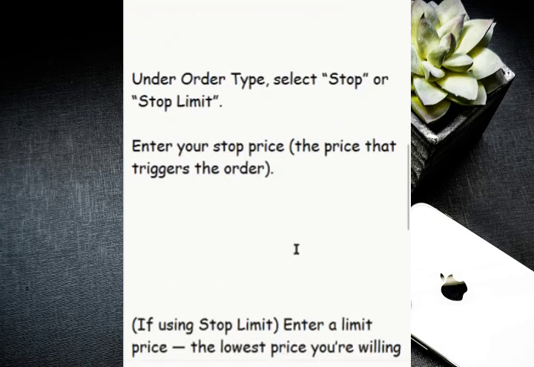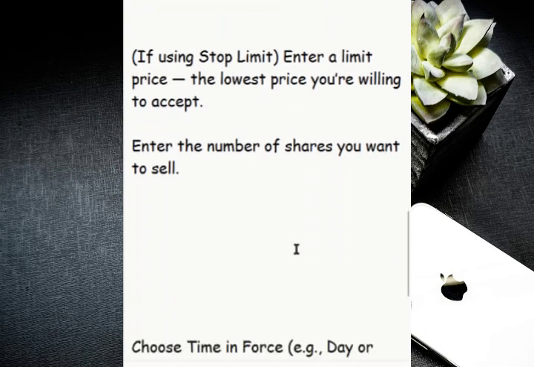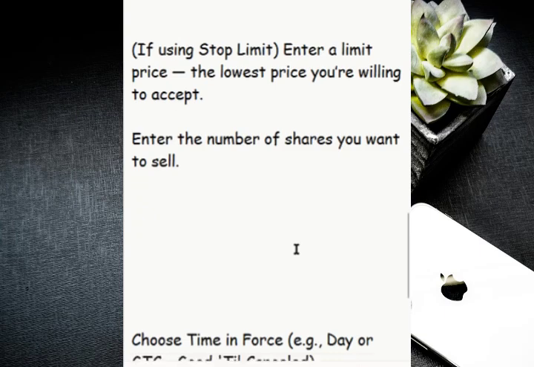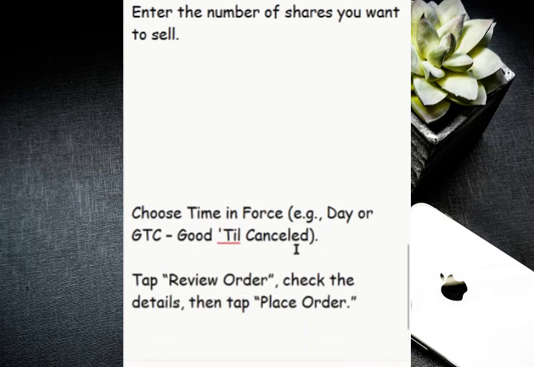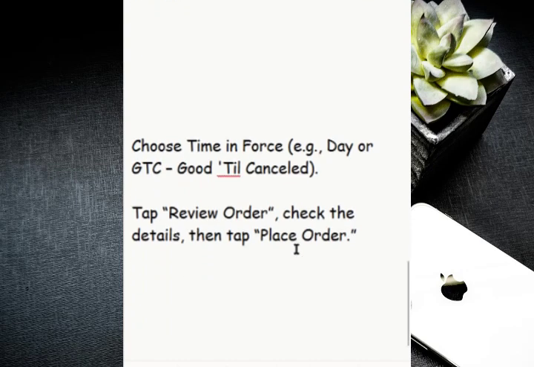Then after that, under order type, select stop or stop limit, then enter the stop price. Then once that is done, you can also enter a limit price, the lowest price you will be willing to accept, then enter the number of shares you want to sell. Then after that, choose the time in force, then tap review order, check the details, then tap place order.